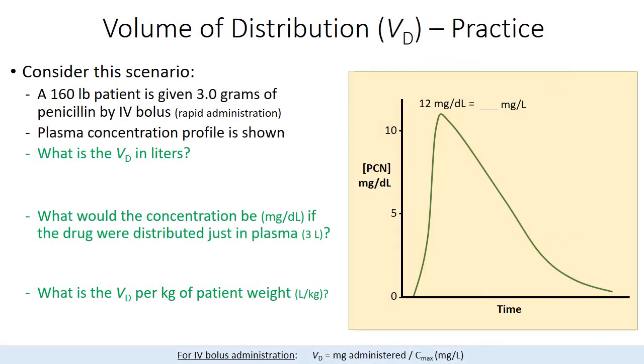Okay, so we actually have a calculation here. Simple scenario. We have a 160-pound patient that is given 3 grams of penicillin by IV bolus. Because it is IV bolus, it's rapid, and we don't really need to consider absorption. So just assume, in this case, all the drug got into the plasma pretty much at the same time. So the peak that we found, or the Cmax, was 12 milligrams per deciliter. The first question, though, is what is the volume of distribution in liters? So please pause it, go through all these on your own. That would be ideal if you can do them right from the beginning on your own.